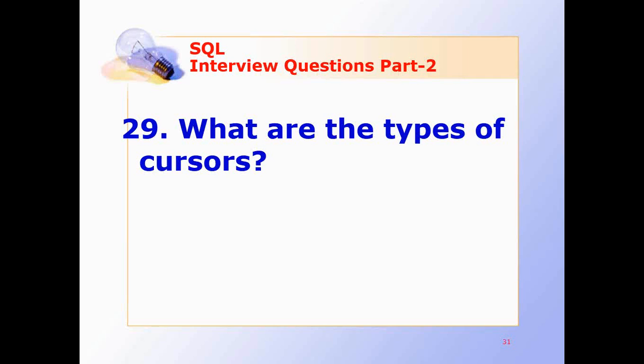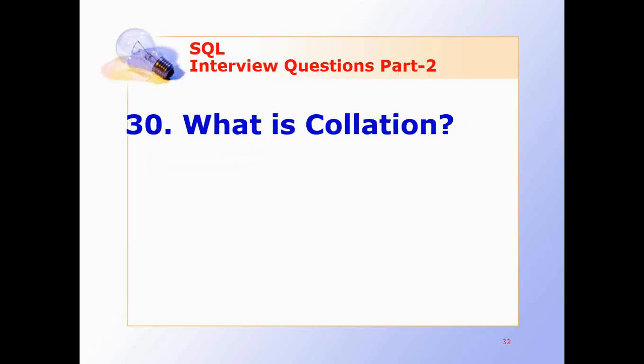What are the types of cursors? The different types of cursors are static cursor, dynamic cursor, forward only cursor, and keyset driven cursor. What is collation? Collation in SQL is a set of rules to determine how data is stored and compared. There are different types of collation like case sensitivity, accent sensitivity, and Kana sensitivity.